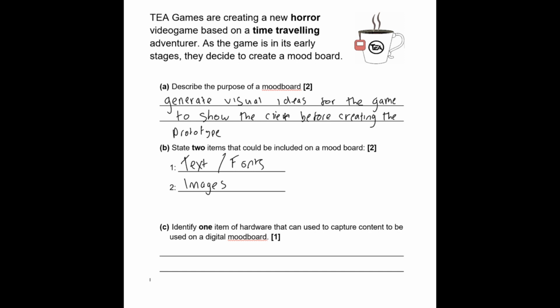But text, fonts, we could say images, we could say drawings. So drawings would have been fine. We might have said colours. It's a game, so you could have got away with lighting styles. So if it's going to be like a gritty black and white game with loads of shadows and things like that, there's lots of things you could have added for that one.